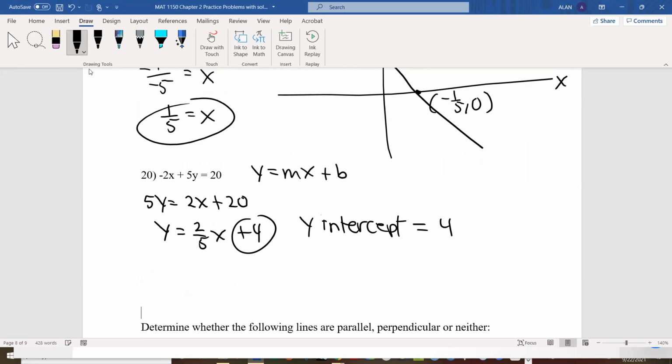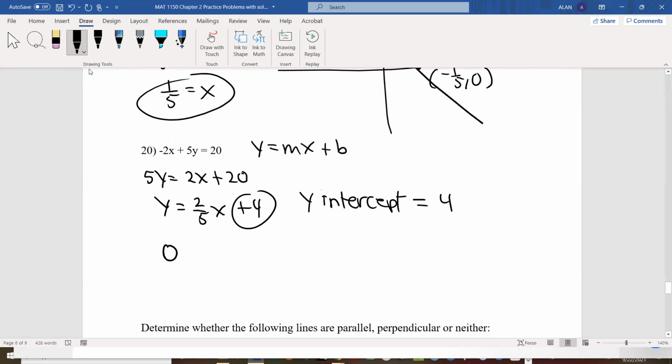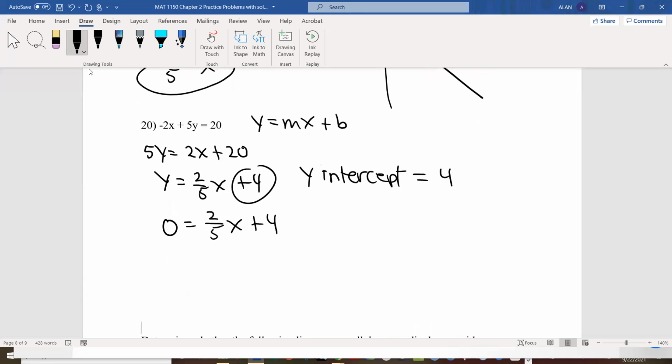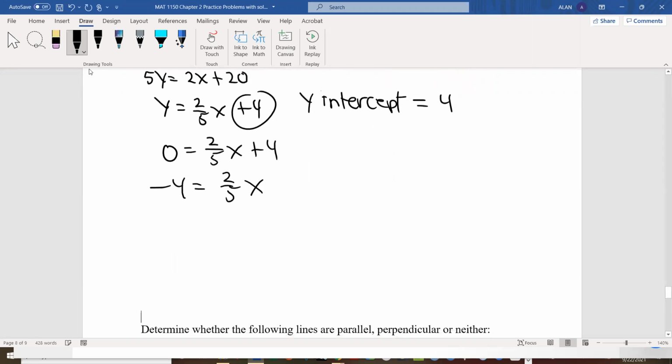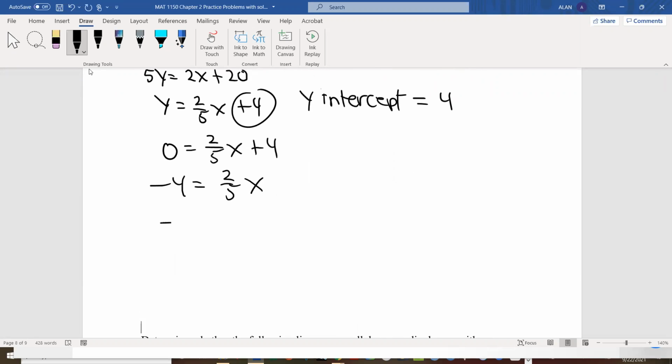All right, now we can do the x-intercept. Subtract the 4, and we'll get our intercept. Okay, so -4 is 2/5 x. Ooh, this one's a little tricky. What happens when you divide -4 by 2/5?